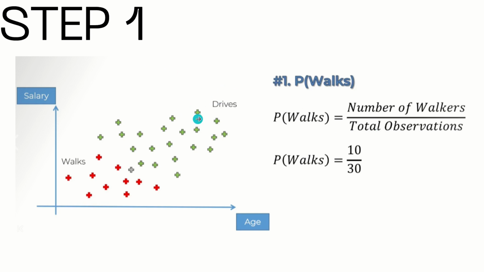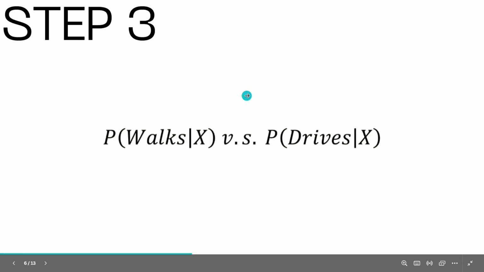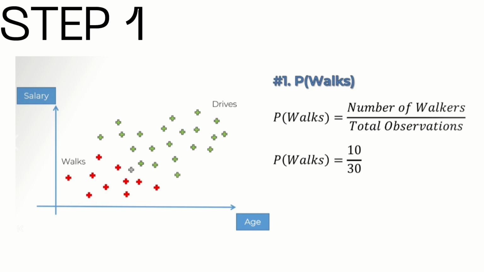For step one, I have already told you we have to calculate three things. First is the prior probability, next is the marginal likelihood, third is the likelihood. Let's first calculate the first one, which is the prior probability. The prior probability is very straightforward.